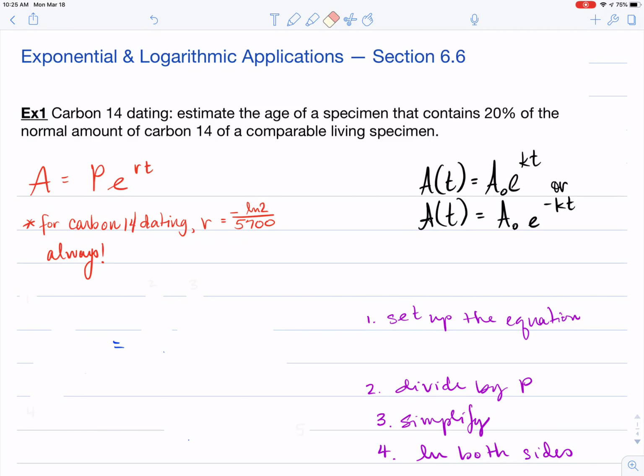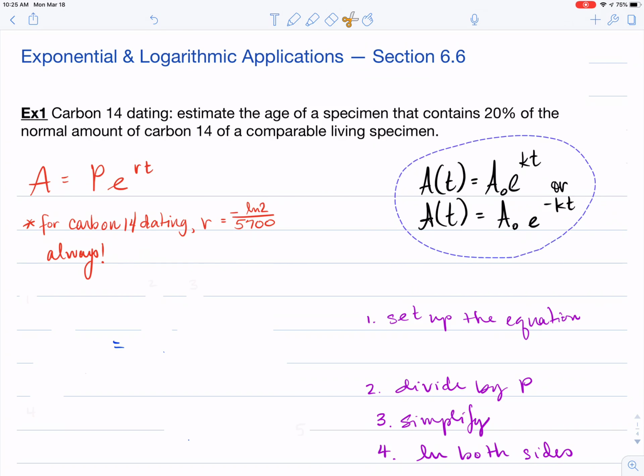Hey folks, this is the first video that deals with applications using exponentials and logarithms. And so what we're going to do is work through a carbon-14 dating question here. Over on the right side of the screen, you'll notice that I have two equations. These are commonly used for carbon-14 dating or even bacteria growth or anything like that.